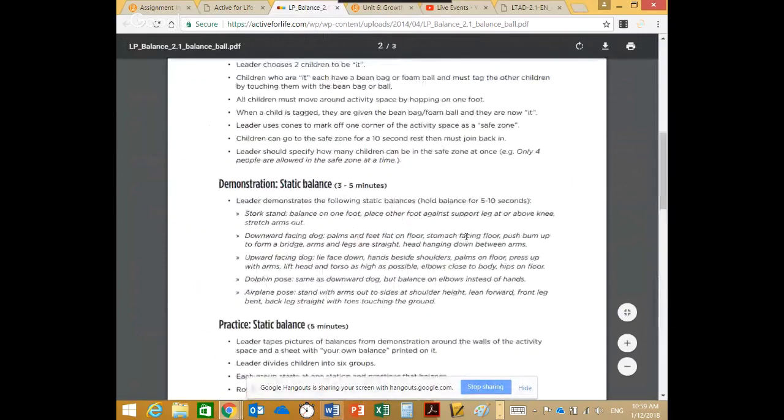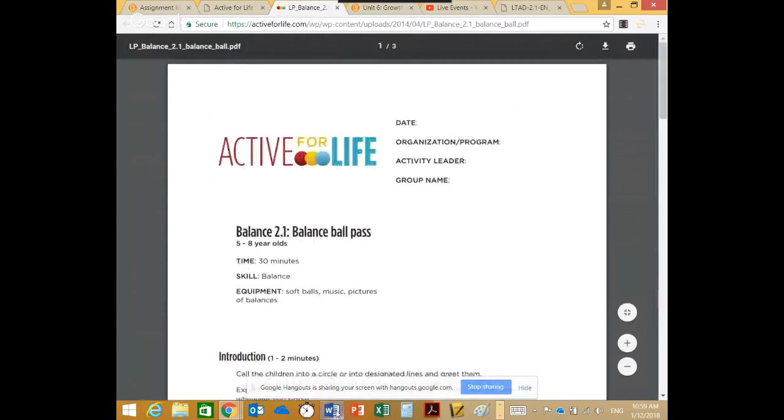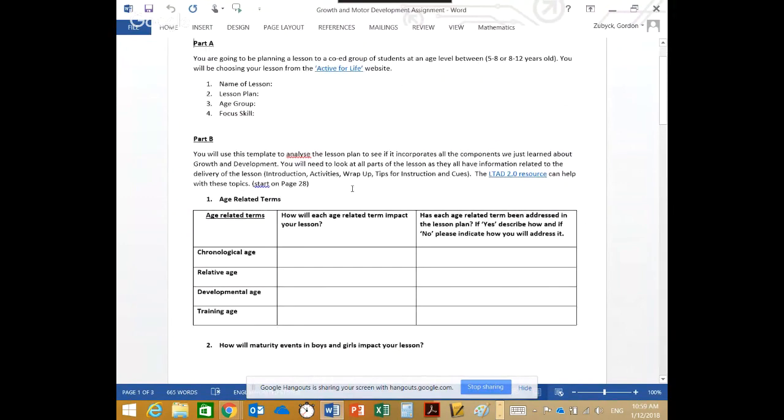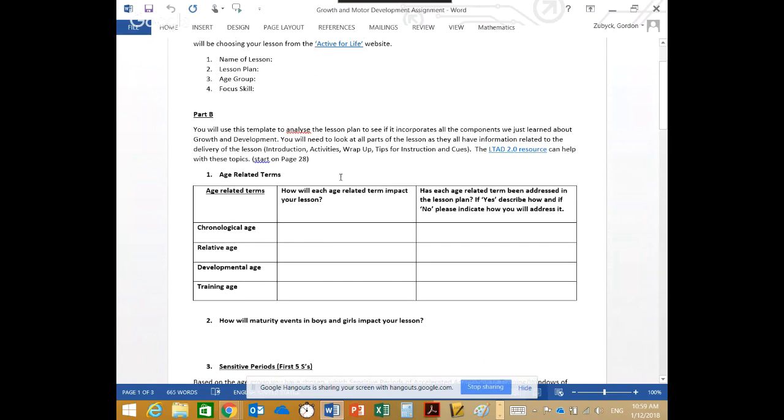So it's important that you take a good look at that, because you're going to be analyzing this in order to answer the questions. For Part B, you're going to use this template to analyze the lesson plan to see if it incorporates all the components we were just learning about related to growth and development. And you'll see that the LTAD 2.0 resource would definitely be a big help with these topics, as we just basically covered those in the course.